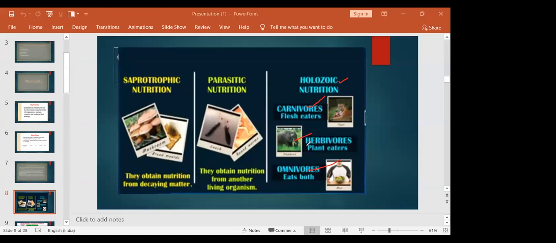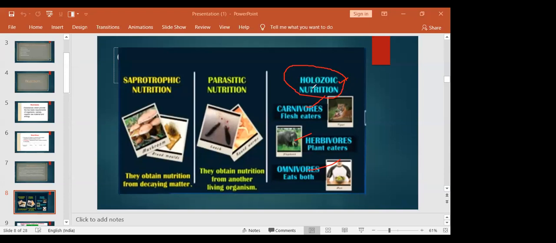Why do we say holozoic nutrition for these three categories of organisms? Because they can eat solid food materials, and those solid food materials are converted into simpler substances with the help of the digestion process. With the help of digestion, the solid complex substances are converted into simpler substances. Because of that, we call it holozoic nutrition.